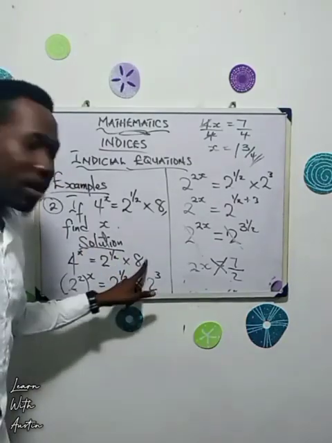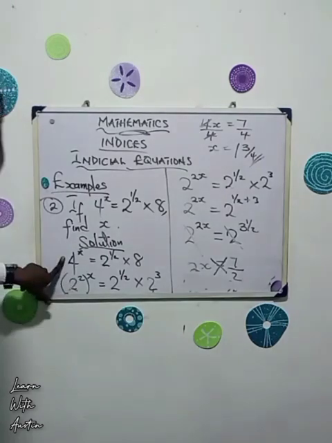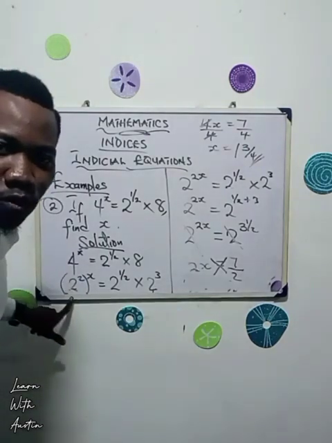I appreciate it. And 2 raised to the power something will also give us what? 8, okay? So let's do that. Now, 2 raised to the power what gives us 4? That's 2 raised to the power 2.